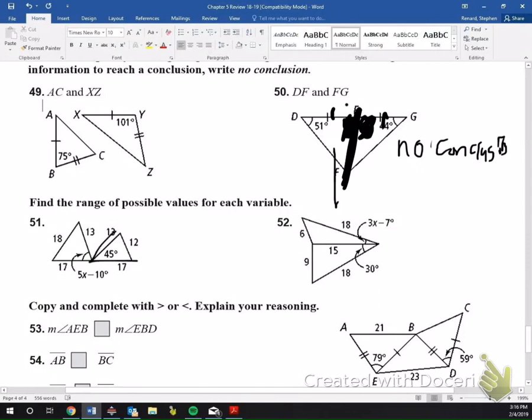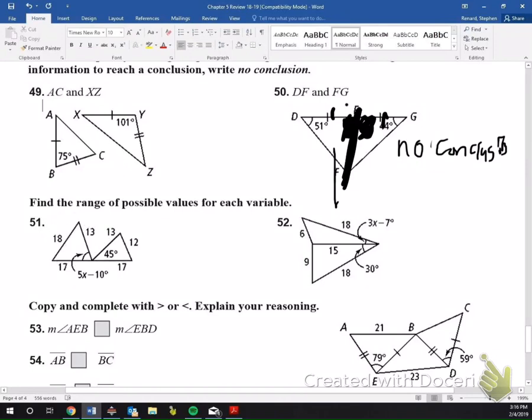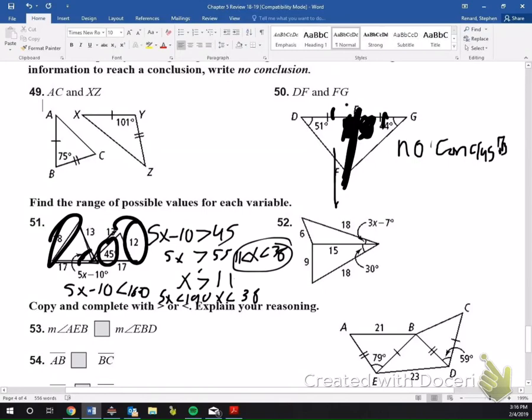Okay. Number 51. Now, here we go. We have a 13 and a 17. Check. We have a 13 and a 17. Cool. We have a 12 and an 18. So we know that because of that, this angle right here has to be bigger than 45. 5x minus 10 has to be bigger than 45. I keep hitting the wrong button. So that gives us 5x is greater than 55, or x is greater than 11. Okay? So we also know that 5x minus 10 has to be less than 180.